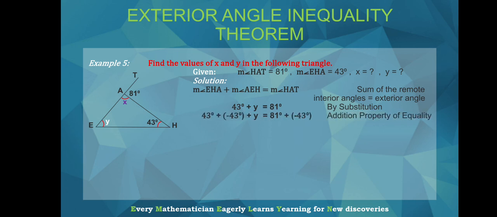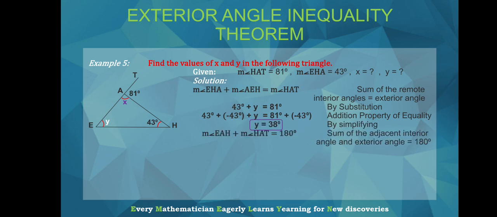By the addition property of equality, add both sides by negative 43. We have 43 degrees plus negative 43 degrees plus y equals 81 degrees plus negative 43 degrees. By simplifying, y equals 38 degrees. Next, we know that the sum of the adjacent interior angle and exterior angle equals 180 degrees. So, the measure of angle EAH plus the measure of angle HAT equals 180 degrees. By substitution, x plus 81 degrees equals 180 degrees.